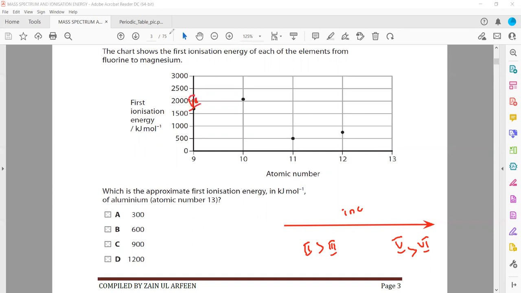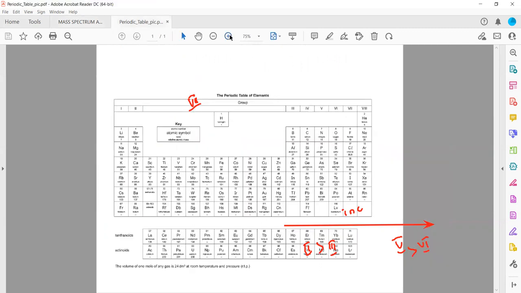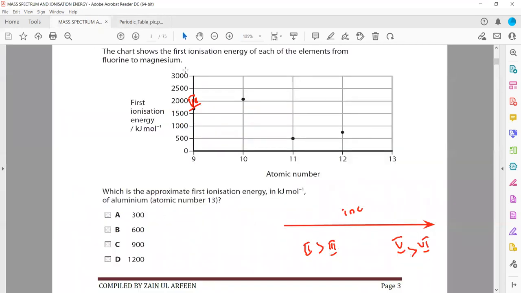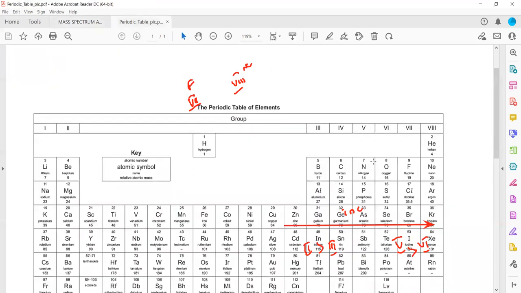After fluorine, when you check the periodic table, here's the periodic table. So after fluorine, we'll have neon. So this one is for neon, a Group 8 element. Then after neon, we'll move to another period. Like this is period 1, period 2. Neon and fluorine are period 2. Now we move to period 3.